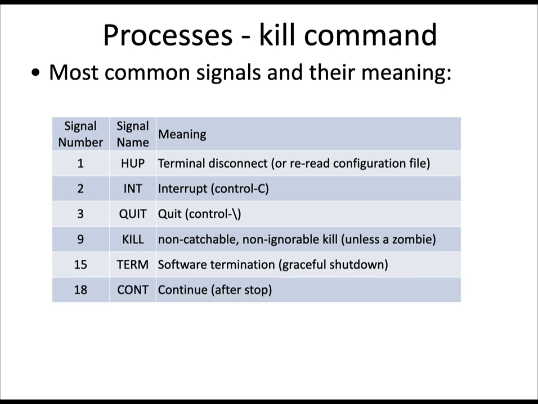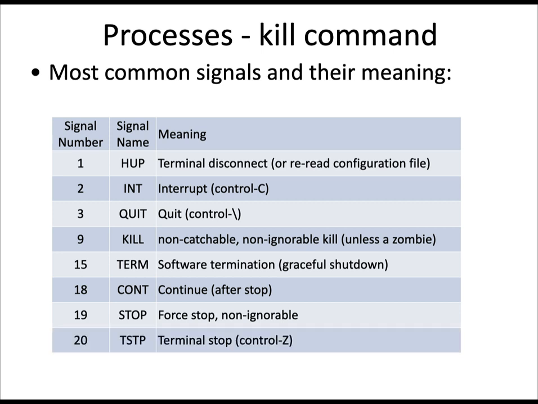18 is a continue. If you have a stop, which I don't know why stop didn't come first, the continue does, but anyway, if a process is stopped and not consuming resources, and you send the continue signal, it will start using CPU time and continue to execute. If you want a process to stop, you can use 19. This is another non-ignorable signal. You will stop receiving CPU time immediately.